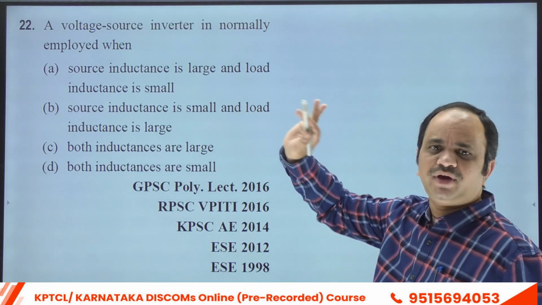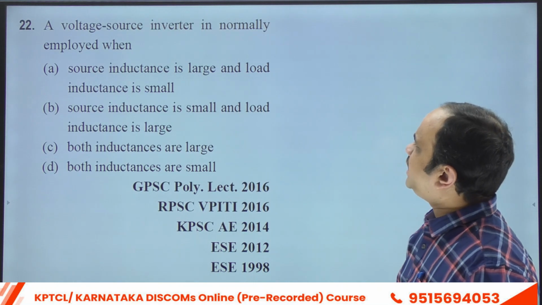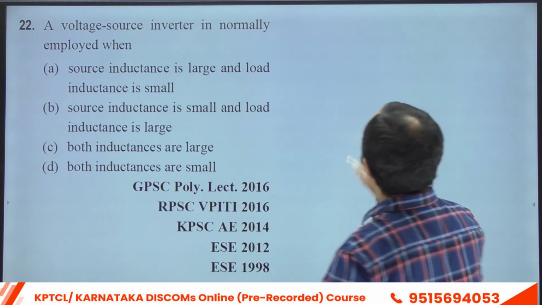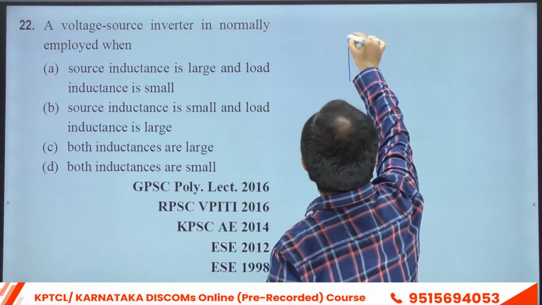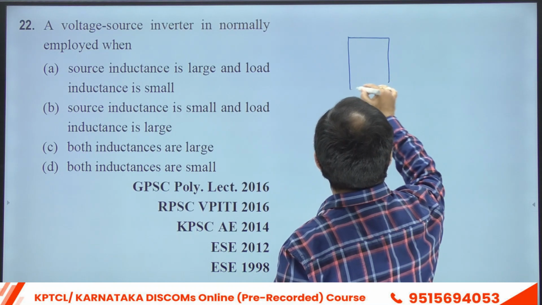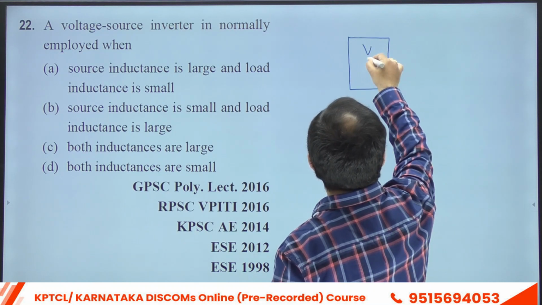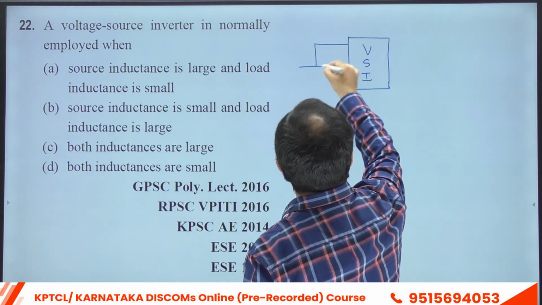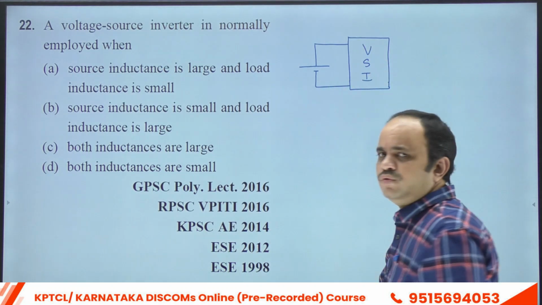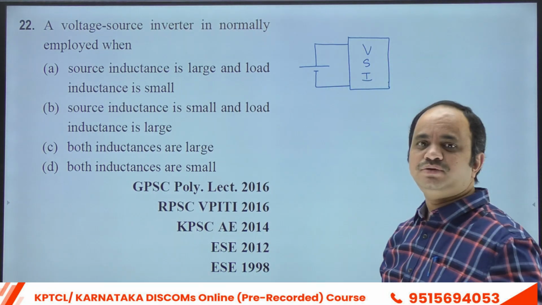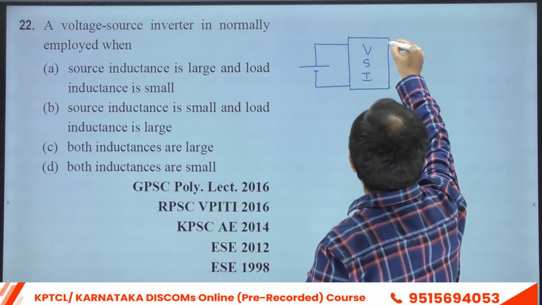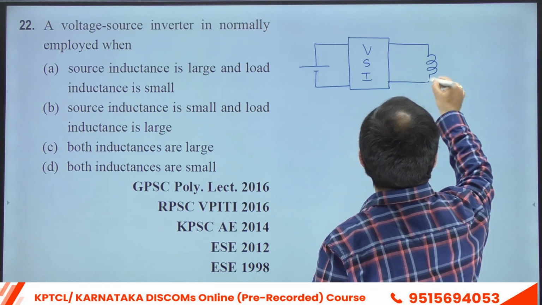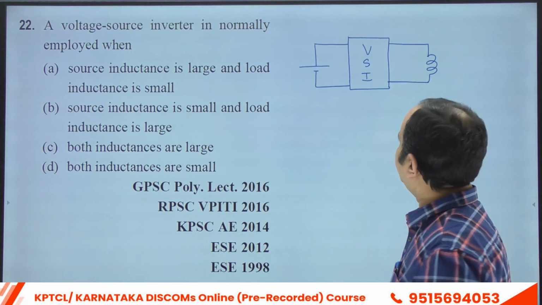This question is very important. A voltage source inverter is normally employed when? Before answering this question, I will draw a simple diagram of VSI and CSI. This is voltage source inverter. As the name suggests, for this VSI, the input is voltage stiff in nature. What could be the preferable load current sink? That is heavy inductive load.